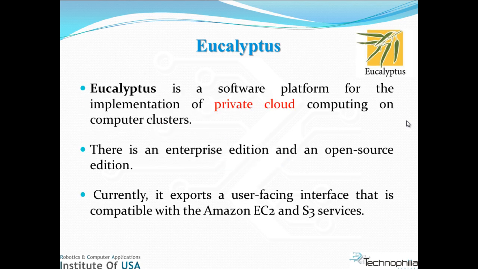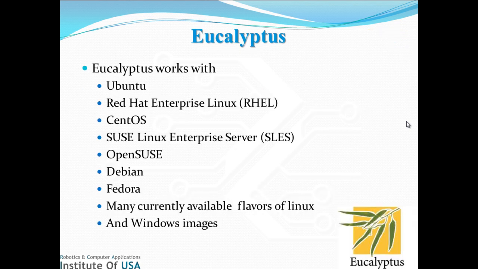Eucalyptus is a software platform for the implementation of private cloud computing on computer clusters. There is an enterprise edition and an open source edition. Currently, it exports a user-facing interface that is compatible with the Amazon EC2 or Elastic Compute Cloud and Simple Storage Service or S3 services. Eucalyptus works with the following operating systems, like CentOS, Ubuntu, Fedora, etc.